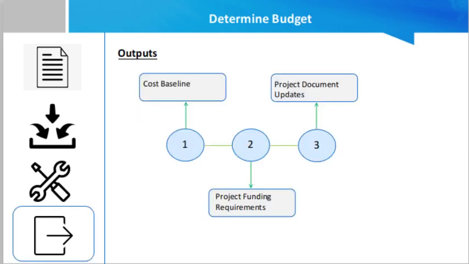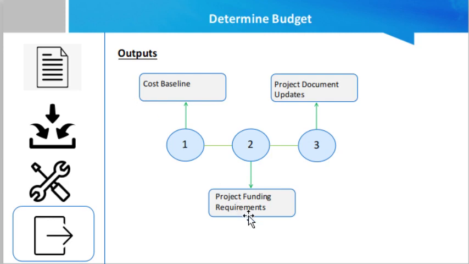Now the outputs of this process. The first output is the cost baseline. The cost baseline is the approved version of the time-phased project budget, excluding any management reserves, which can only be changed through formal change control procedures. It is used as a basis for comparison to actual results.